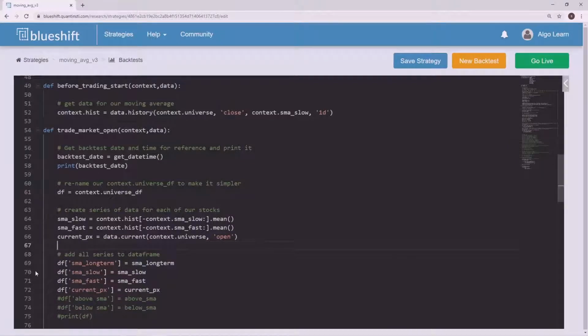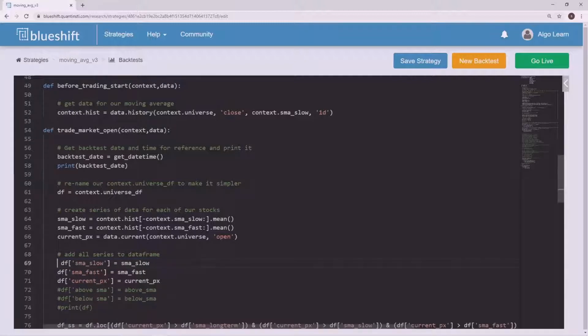We are going to add some series already to the data frame. And so we're going to add our slow line, our fast line, which are just points in time. So we're just going to add our point for the market open, and so that will be our mean. Basically, it will be added to the data frame, and then our fast mean will be added to the data frame. Then our current price will be added to the data frame.